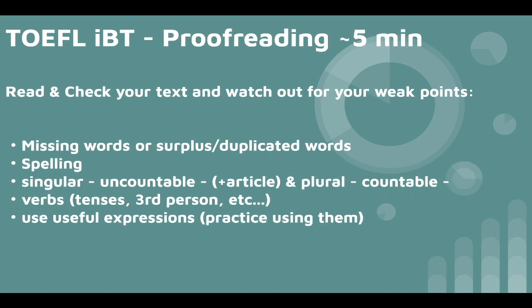Okay, next. So after you're finished writing, you should proofread your text. Read and check your text and watch out for your weak points. Perhaps you have missing words. As you're writing fast, sometimes you're thinking of the words, but you didn't write it down, so double check. Maybe you duplicated words or wrote surplus words, so make sure that you erase those. Try to check your spelling. If there's a word you're not sure of, you could change it. Write a synonym, write a similar word, but don't write the word you're not sure about the spelling.